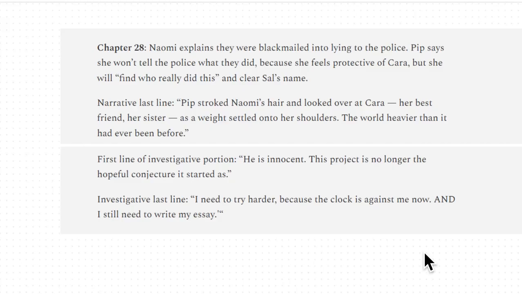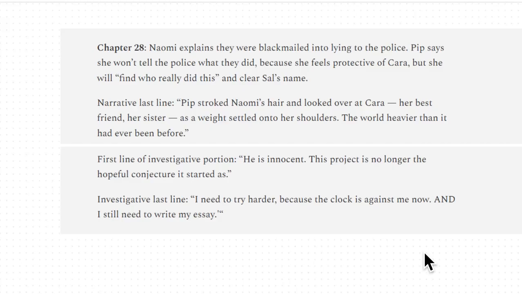Now, the first line of the investigative portion is, "He is innocent. This project is no longer the hopeful conjecture it started out as." And the last line is, "I need to try harder because the clock is against me now, and I still need to write my essay." So while the midpoint is supposed to be one scene, as I said before, 26 to 28, which is 53 to 58% of the book, make up the midpoint.